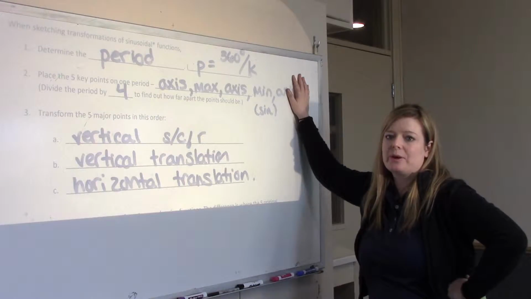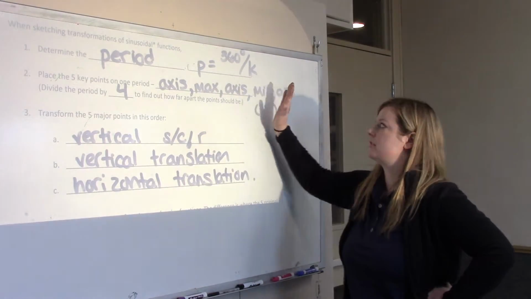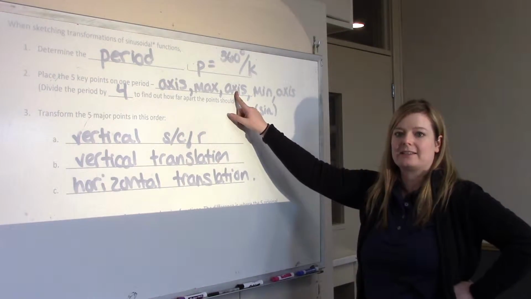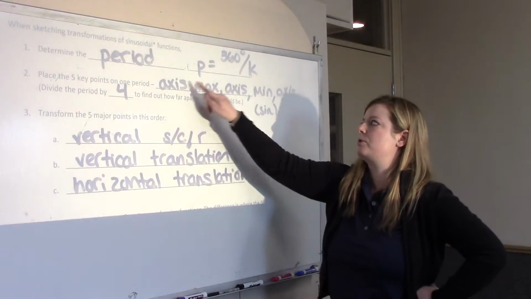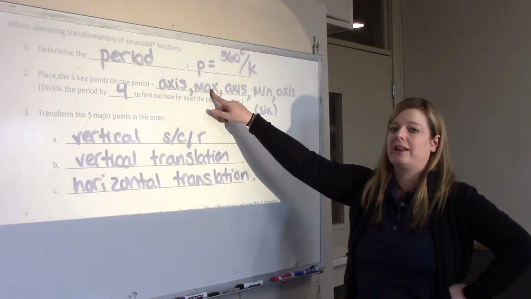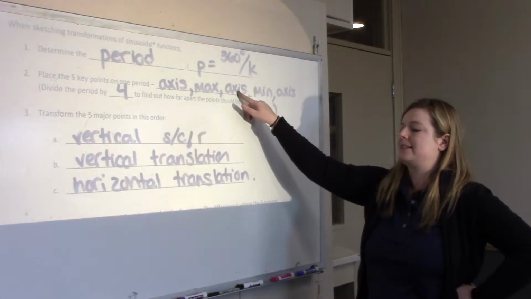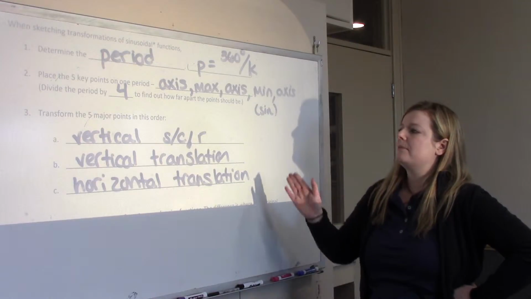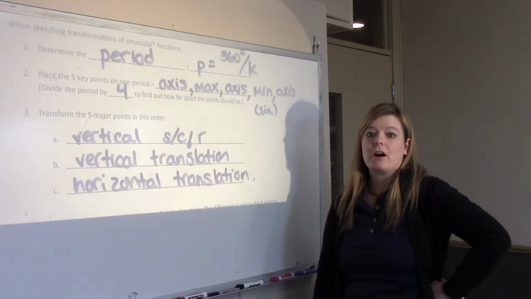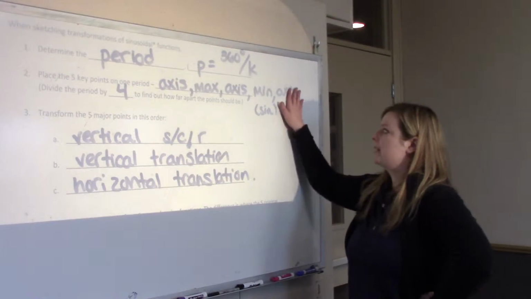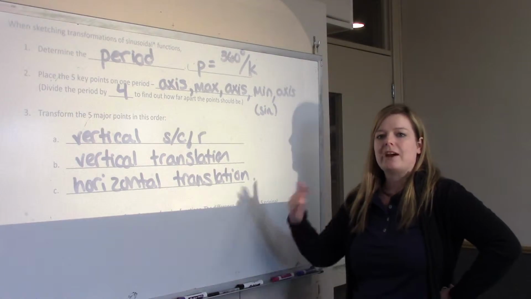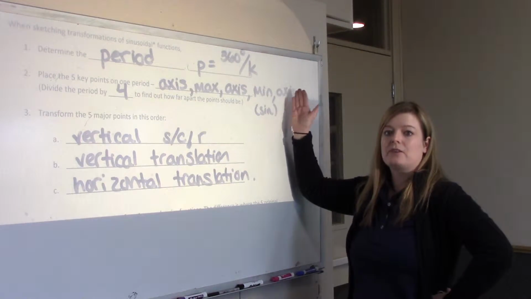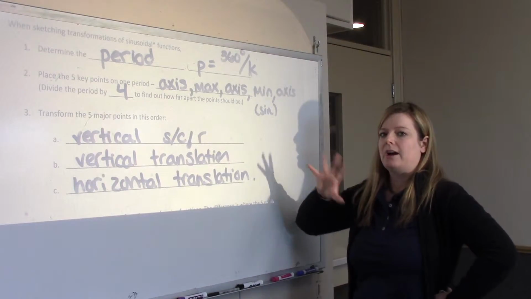So if your period is 120 degrees, you want to start at 0 and end at 120. And then halfway through you'll have another axis point, so we're at 60. And then halfway between those two axis points, at 30 you'll have a max, and then halfway between 60 and 120 at 90 you'll have a min, okay? So you want to divide the period by 4 to find out how far apart the points should be. So if your period is again 120, 120 divided by 4 is 30, so you would have 0, 30, 60, 90, 120. So you'll be able to plot all 5 of your points within those 4 spots.